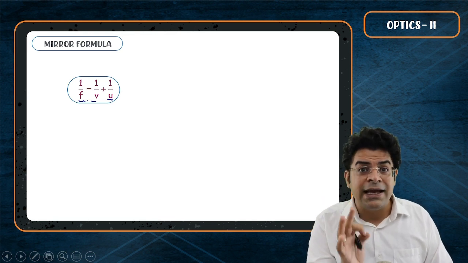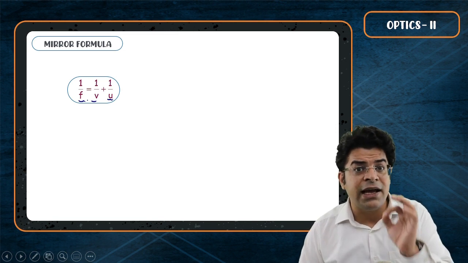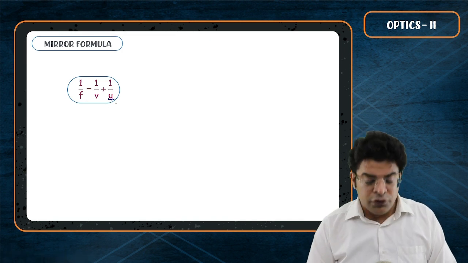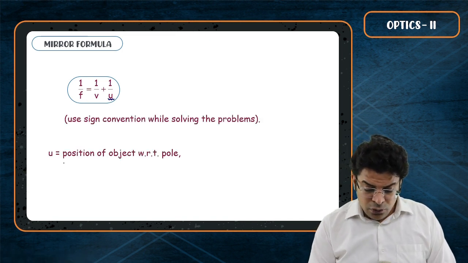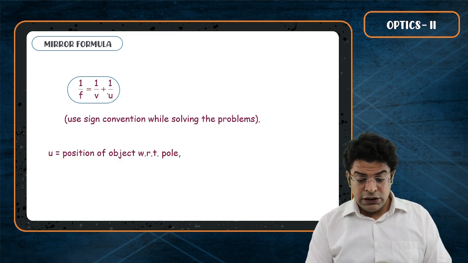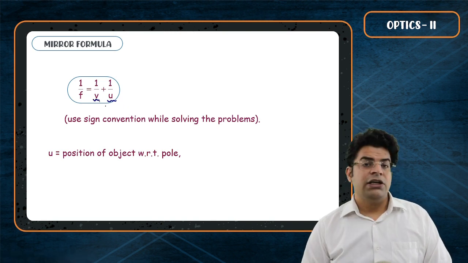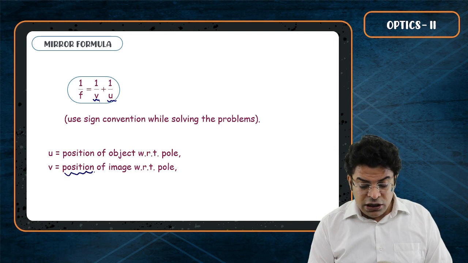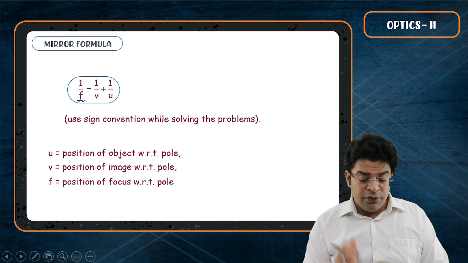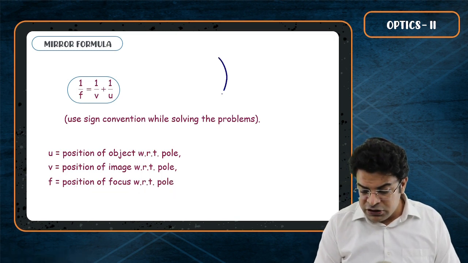Do understand that while substituting u, v and f, we measure everything from the pole. The pole is taken as the origin, and the direction of propagation of the incident ray is taken as the positive direction. So what is the definition of u? u is the position of the object with respect to the pole. What is v? Similarly, v is the position of the image with respect to the pole. And what is f? f is the position of the focus with respect to the pole. So let's say you have got this concave mirror.